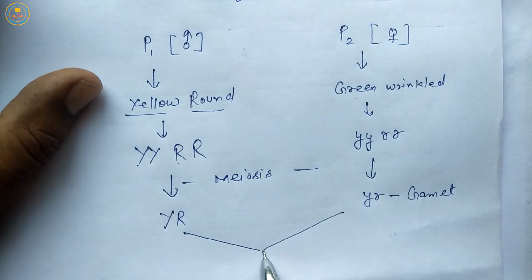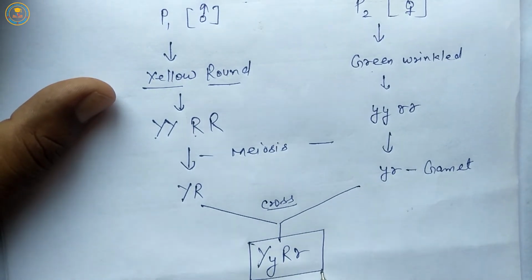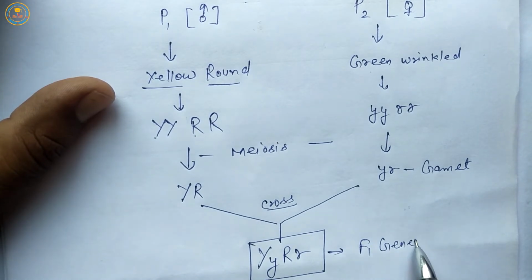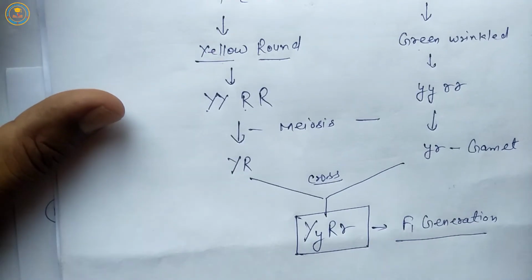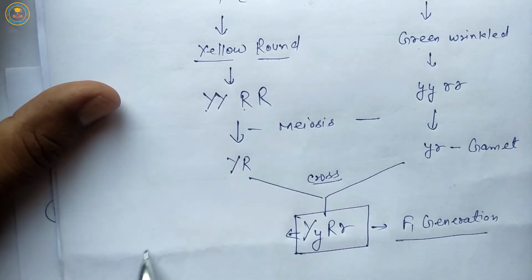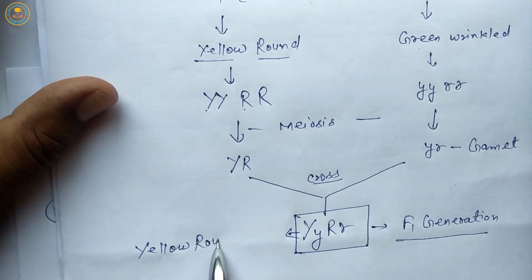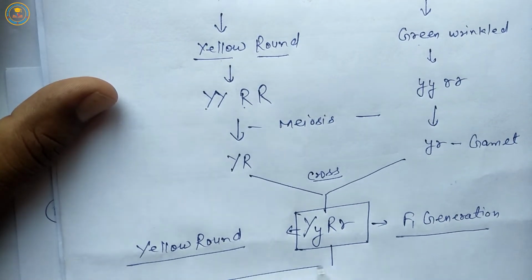When the gametes cross each other, they form the F1 generation. This is the F1 generation, and this plant is a yellow round plant.